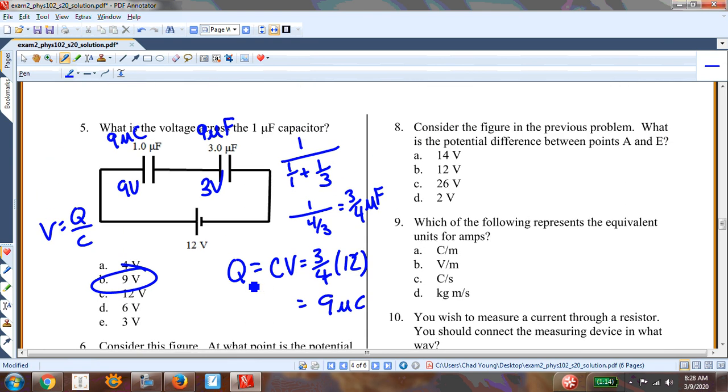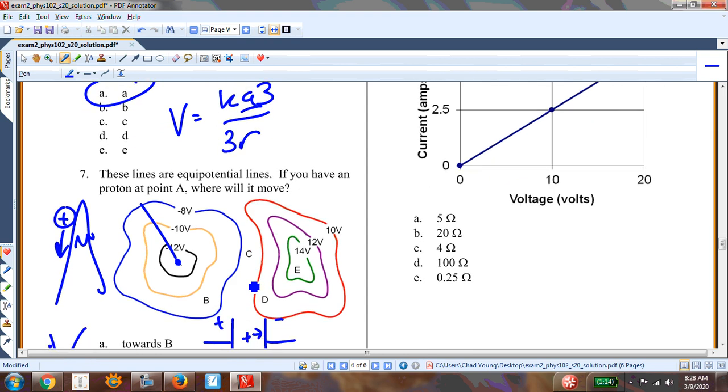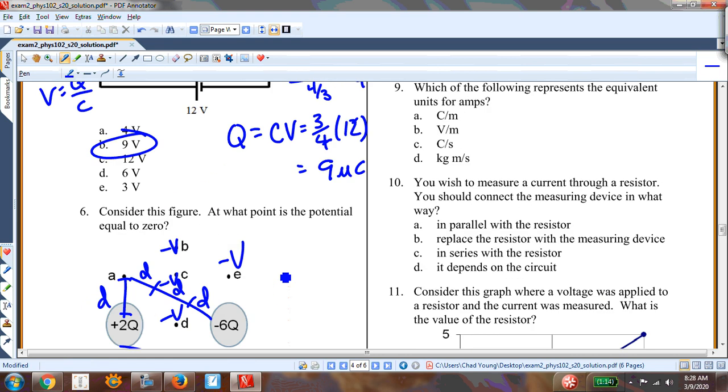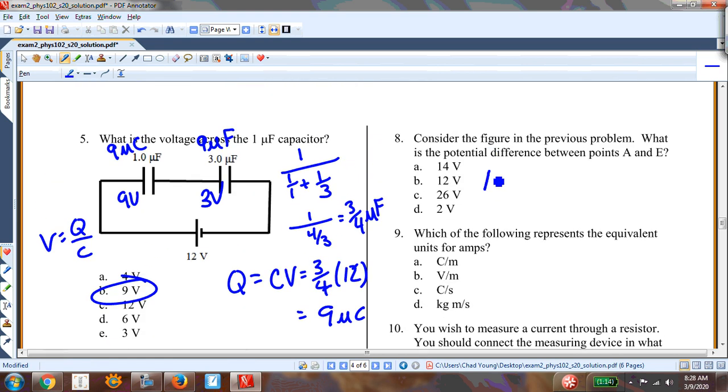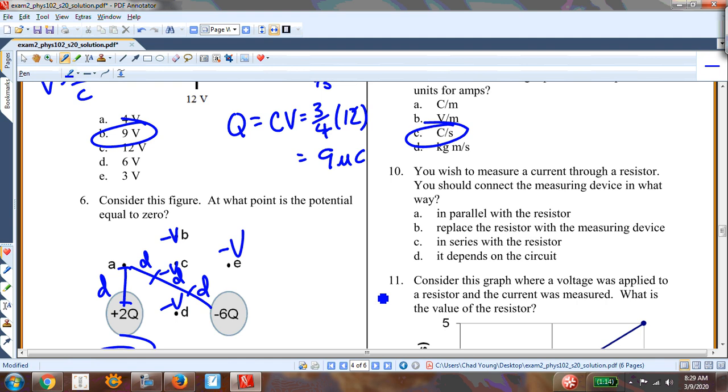Number 8, what is the potential difference between points A and E? So point A is right here, point E is right there. 14 minus negative 12, that's equal to 26 volts. Which of these represent the equivalent unit for amps? That's coulombs per second.